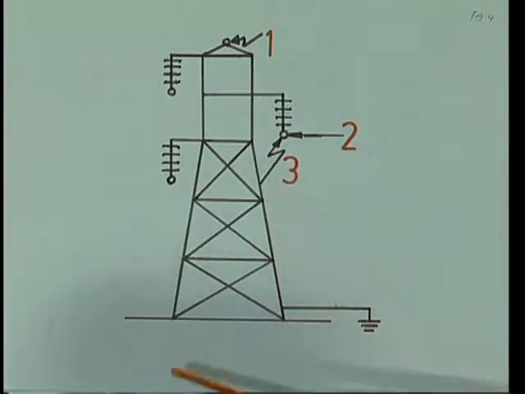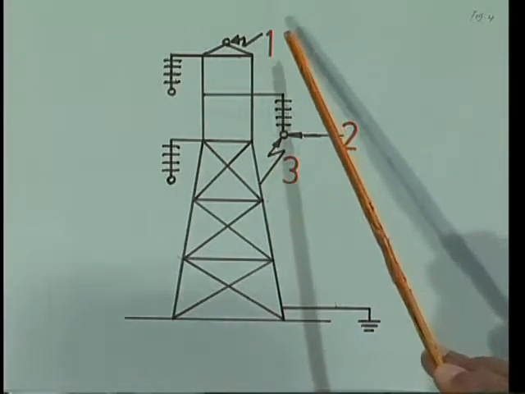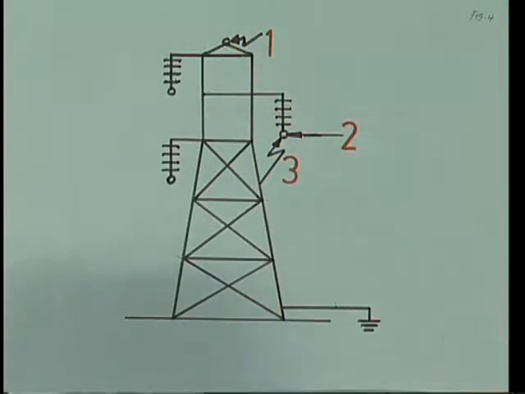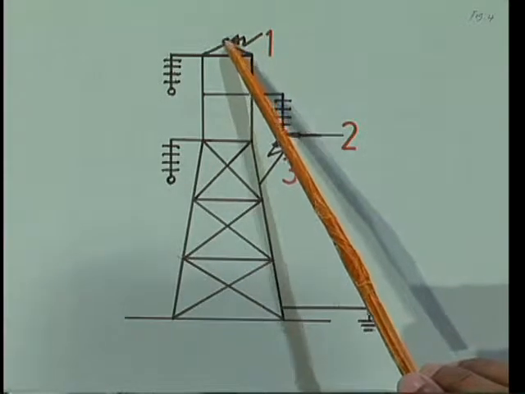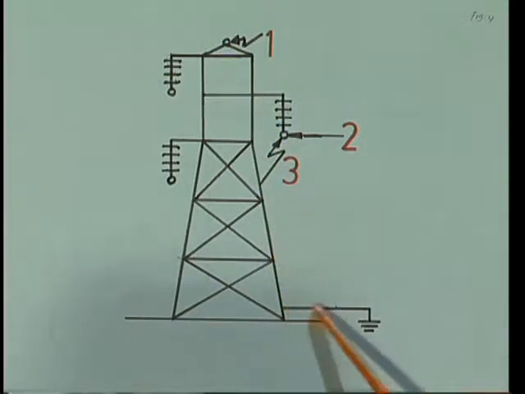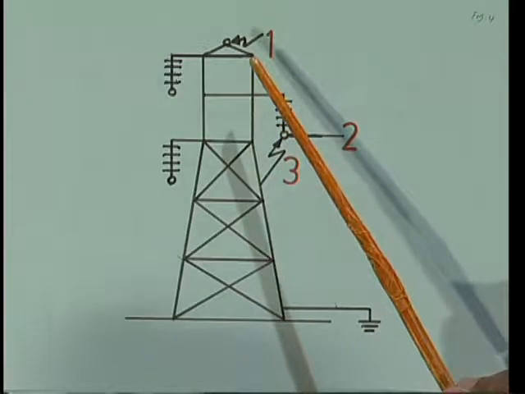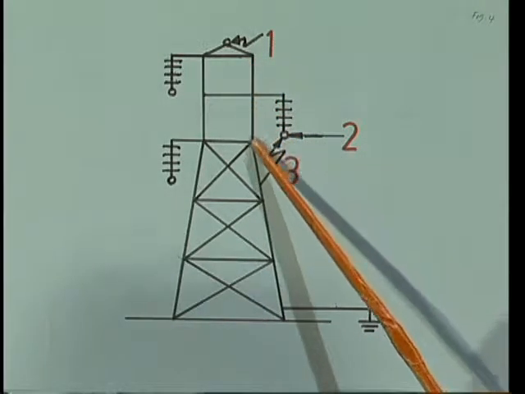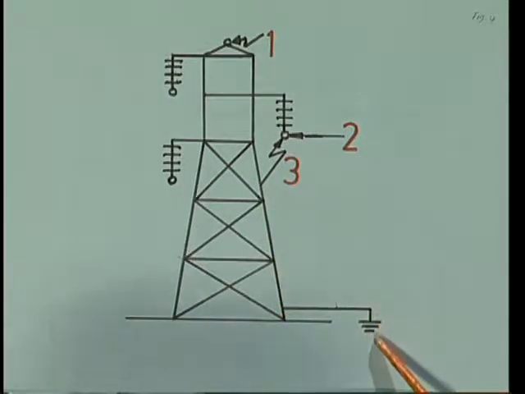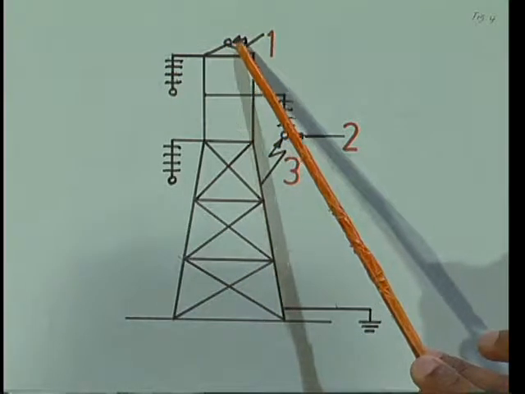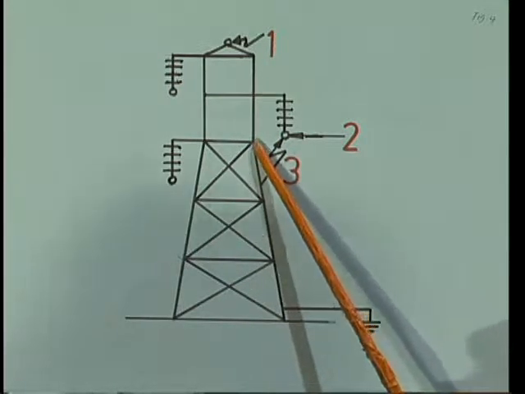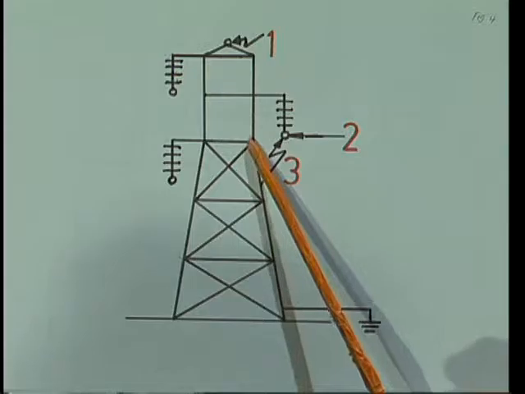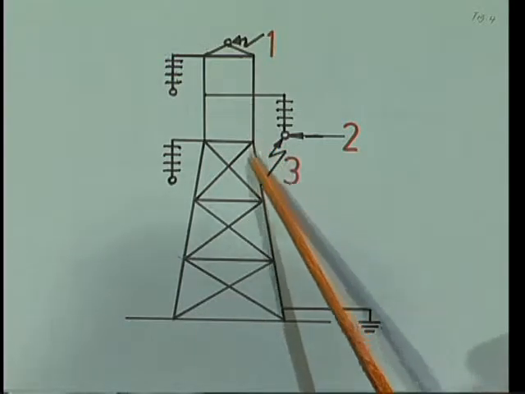backward flash. Suppose lightning hits the top of the tower, what happens? A high voltage is produced on the conductor. It has a path like this, because the lightning voltage always chooses the lowest path. Here it is the lowest path. So in this way the lightning voltage comes like this, and it travels like this.